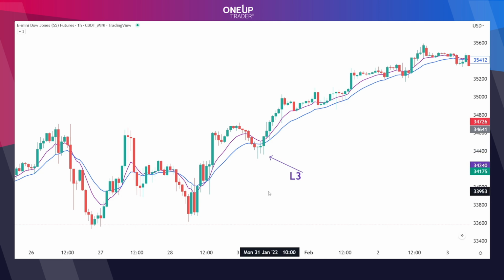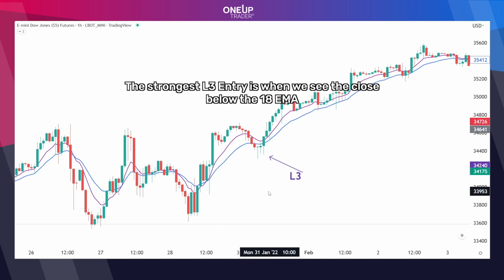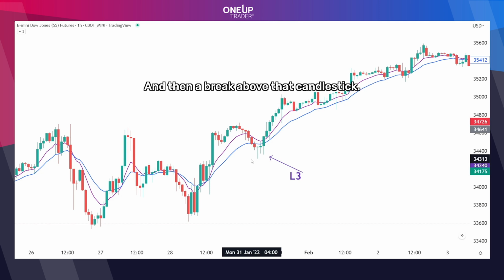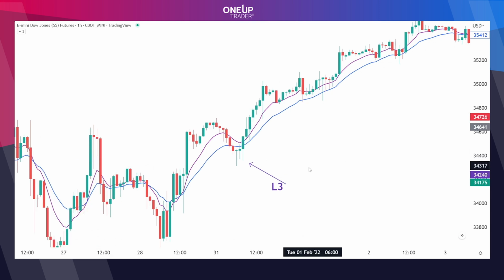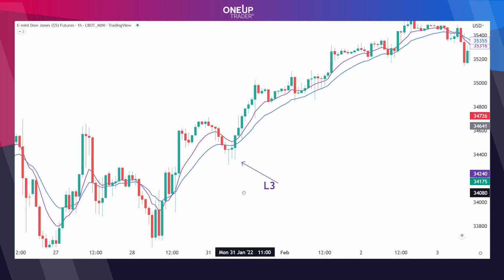In fact, the strongest L3 entry that a trader can find is when we see a close below the 18 exponential moving average and then a break above that candlestick. And I'm talking in terms of examples here using a bullish trend so that we can all be clear on that. Here's an example of an excellent L3 entry where we see price retrace, the bars are of similar size.